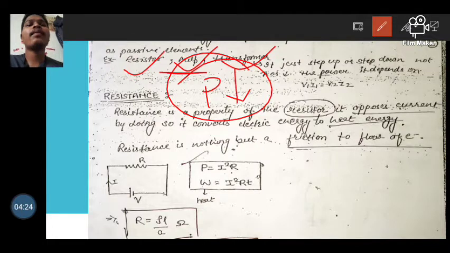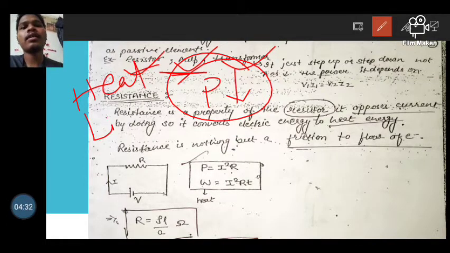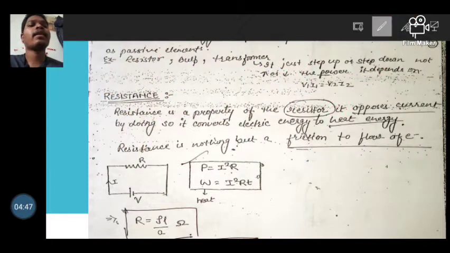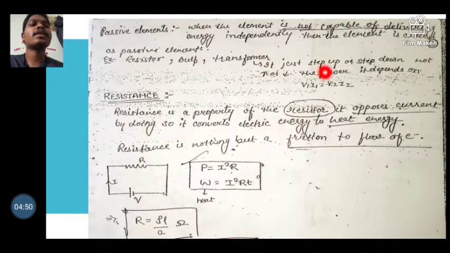In case of a bulb, it absorbs the power by producing heat and light. And the transformer does not produce any power, but transfers the power from one side to another side. So it is a passive element. The transformer just steps up or steps down, that is, it does not increase or decrease the power independently, depending on V1, I1, V2, I2.